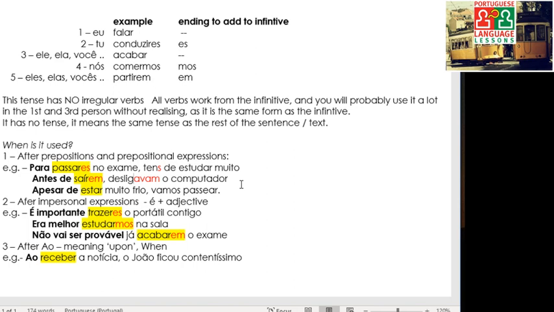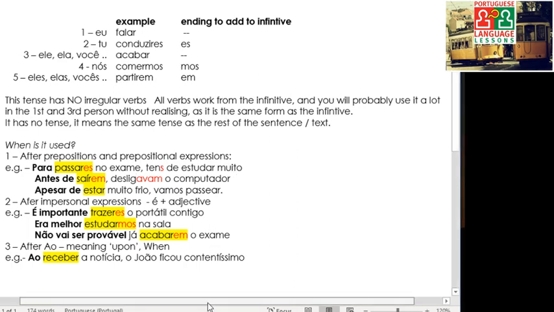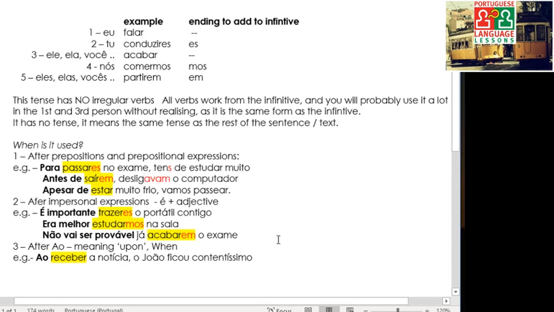Okay. And we also use it after impersonal expressions, the ones with é and the adjective. So here we've got examples of: é importante trazeres o portátil contigo. It's important that you bring the laptop with you. Era melhor estudarmos na sala. It was better that we studied in the living room. Não vai ser provável já acabarem o exame. It's not going to be very likely that they have already finished the exam. Okay.